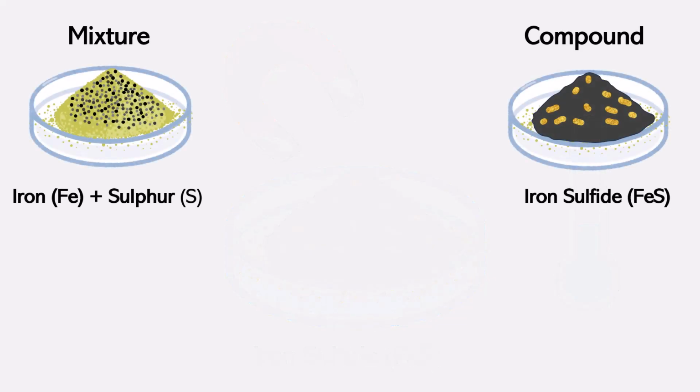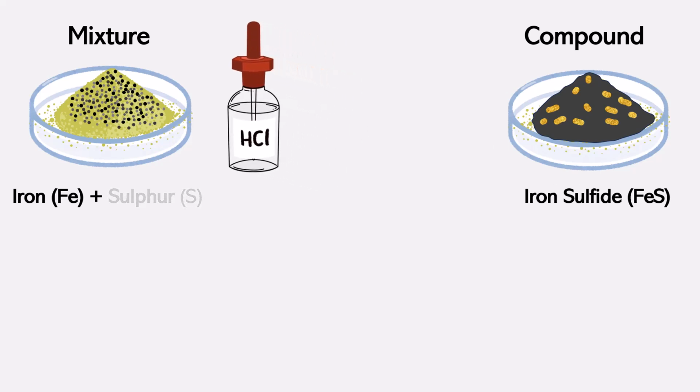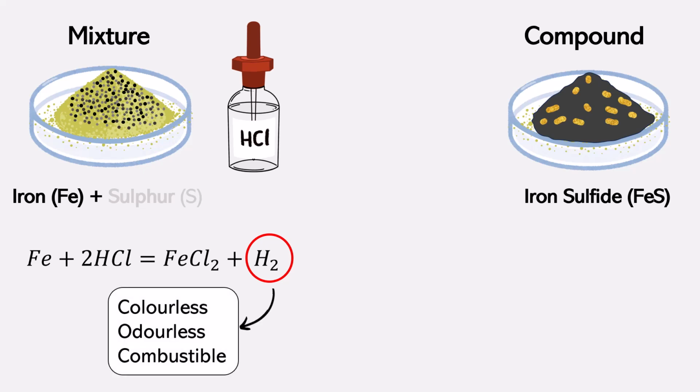Now let's test both the original mixture and the new compound with some additional steps. Let's add dilute hydrochloric acid. The sulfur in the mixture is a nonmetal and has low reactivity, so it doesn't react with the acid. Iron, however, does, and hydrogen gas is released. It is colorless, odorless, and combustible.